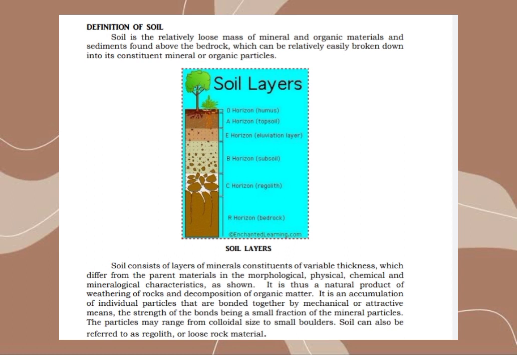It is an accumulation of individual particles that are bonded together by mechanical or attractive means, the strength of the bonds being a small fraction of the mineral particles. The particles may range from colloidal size to small boulders. Soil can also be referred to as a regolith, or loose rock material. So aside from the meaning of soil that I have read, soil also has types. These types are classified through size, texture, and many more classifications to be considered.